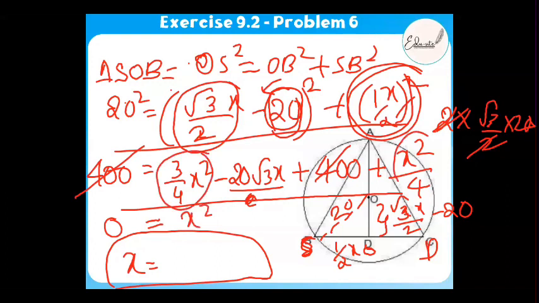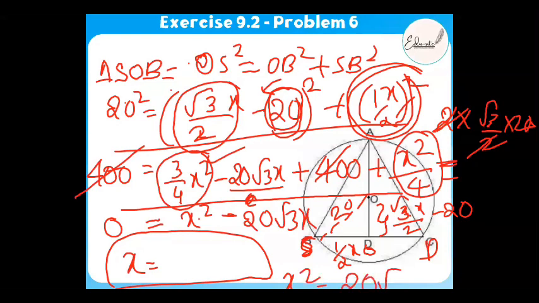3 by 4 x square plus 1 by 4 x square, and 3 by 4 x square plus 1 by 4 x square gives you 1, okay? So 1 x square minus 20 root 3 x. This is your answer. So what is x squared? x squared is equal to 20 root 3.